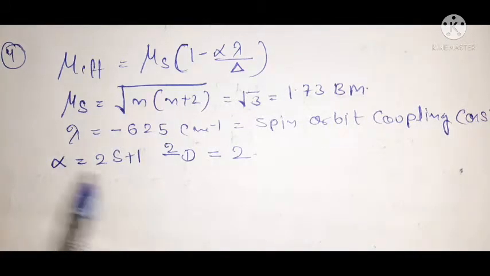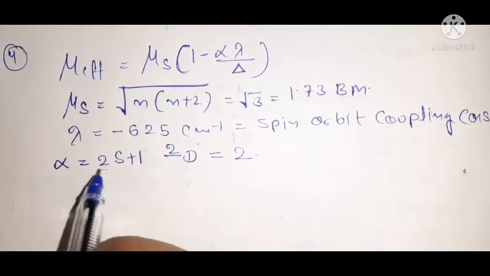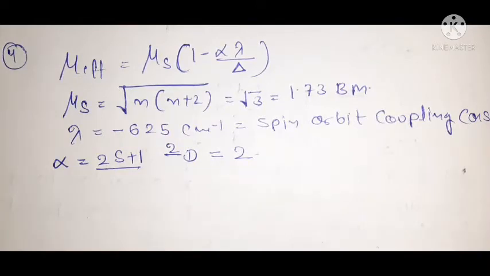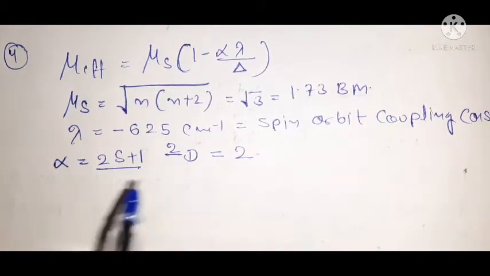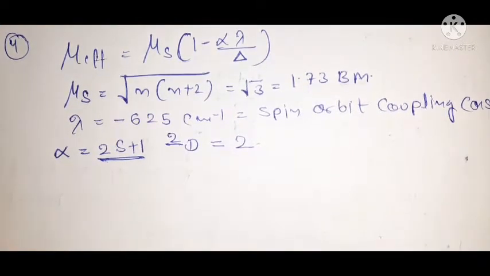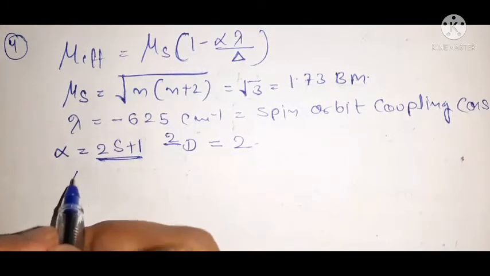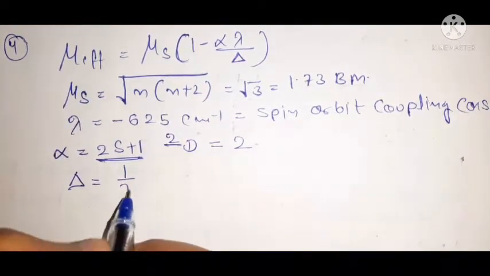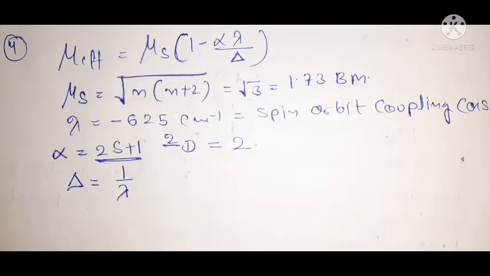Okay, alpha is equal to 2S plus 1, and this 2S plus 1 is related to the ground term of that particular complex ion. In this question they give you the copper 2 plus metal ion, and for copper 2 plus its ground term will be 2D. So the value of 2S plus 1 is 2, so the value of alpha is also 2. Okay, and the value of delta will be equal to 1 upon lambda.